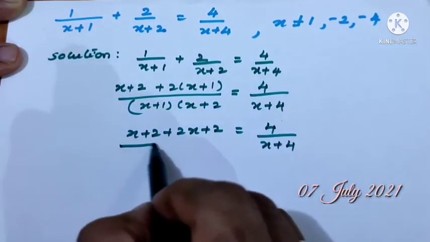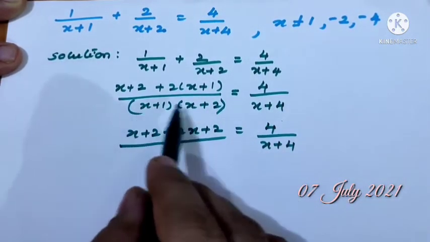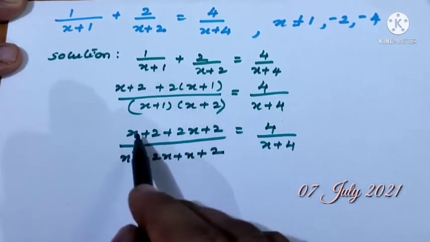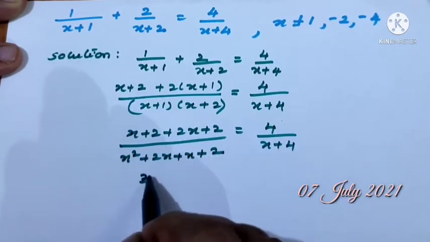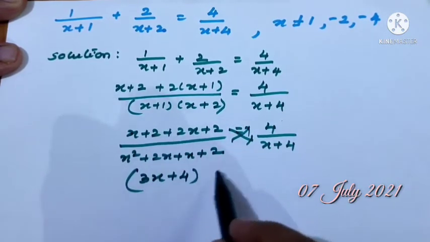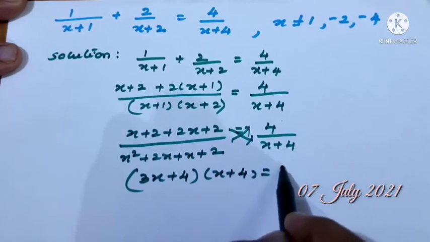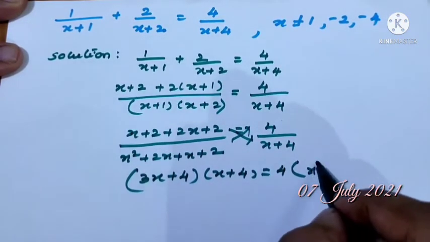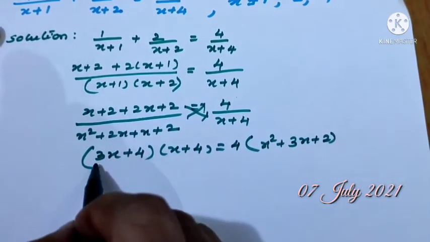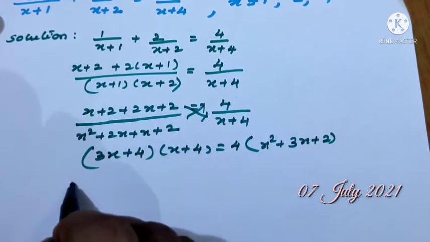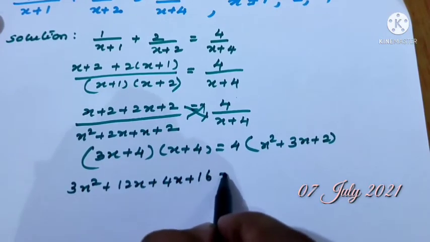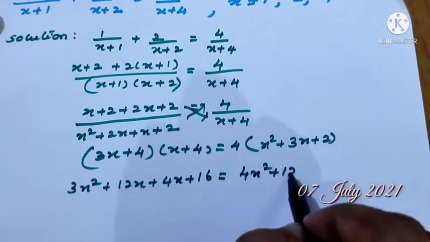Now no change. The denominator also we can multiply, so x square plus 2x plus x plus 2. Here x and 2x will give 3x plus 4. Now cross multiplying, after simplification we are bringing the x plus 4 here, and 4 into x square plus 3x plus 2. Again multiplication comes: 3x square plus 12x plus 4x plus 16 equal to 4x square plus 12x plus 8.